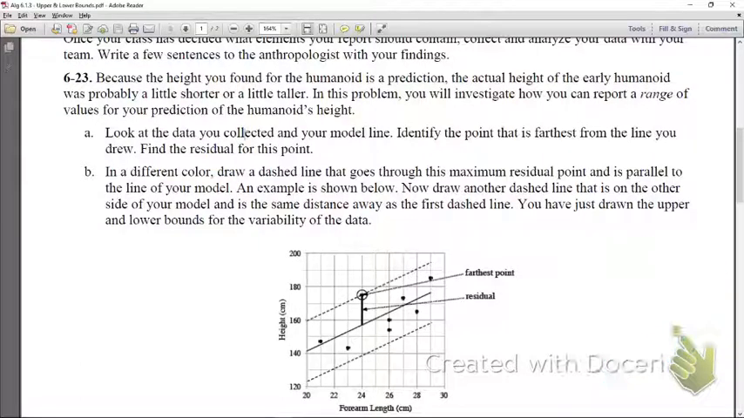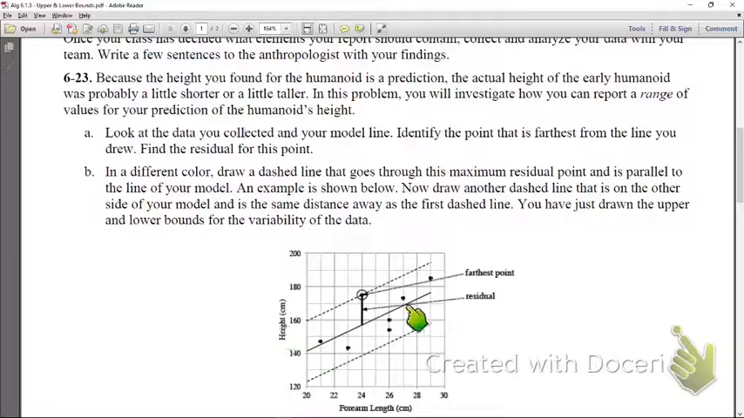All right. So it says, look at the data you collected in your model line. Okay, so that's the line of best fit. Identify the point that is farthest from the line you drew. Find the residual for this point. Don't do that yet because I'm going to read B. In a different color, draw a dashed line that goes through this maximum residual point and is parallel to the line of your model. So it kind of mimics this, right?